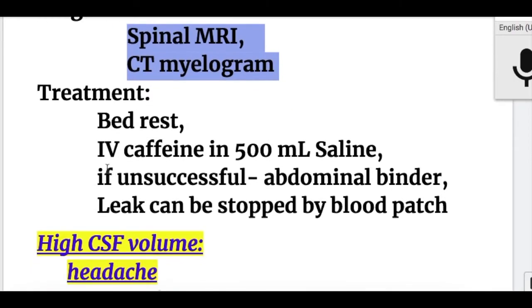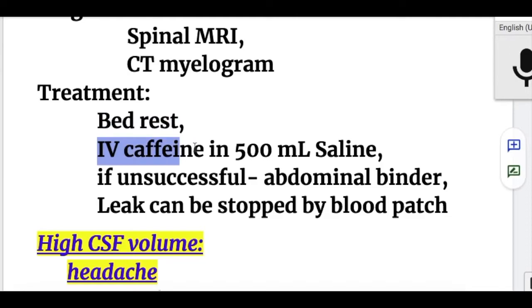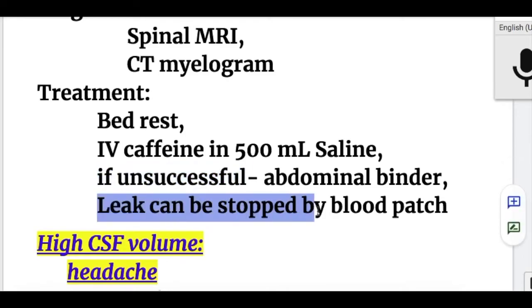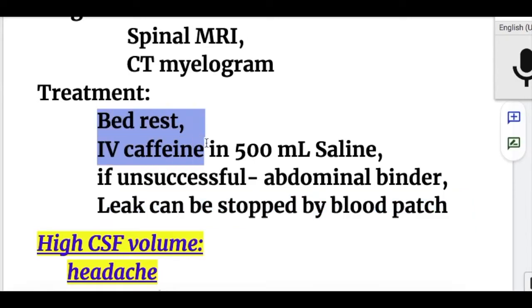And what's the treatment of low CSF volume? Number 1, bed rest. Number 2, IV caffeine in 50 ml saline, and if this is unsuccessful, number 3, abdominal binders. And number 4, leaks can be stopped by a blood patch. So the treatment of low CSF volume is bed rest, IV caffeine, abdominal binding, and a blood patch can also stop the leak.